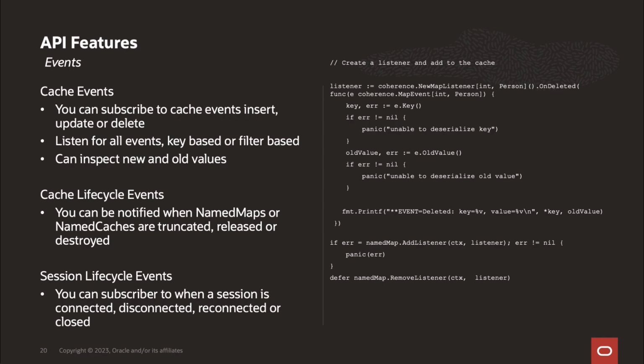Just an example of a cache event here. So we've got a named map, and we're going to create a new map listener, and we're going to implement the onDeleted function where we get the key and the value and then just output it. We then add that listener to the named map and we defer removing it.